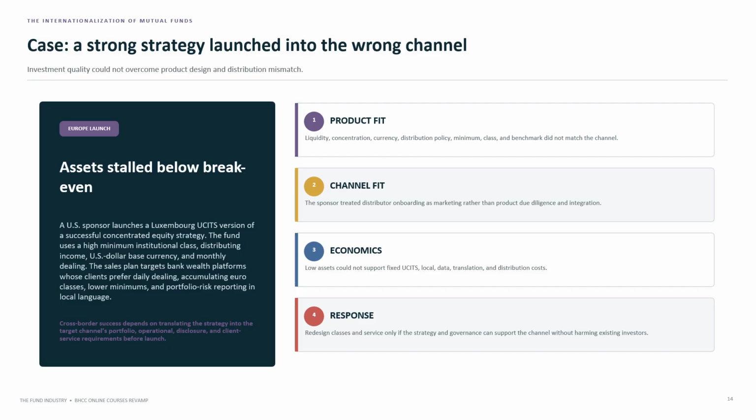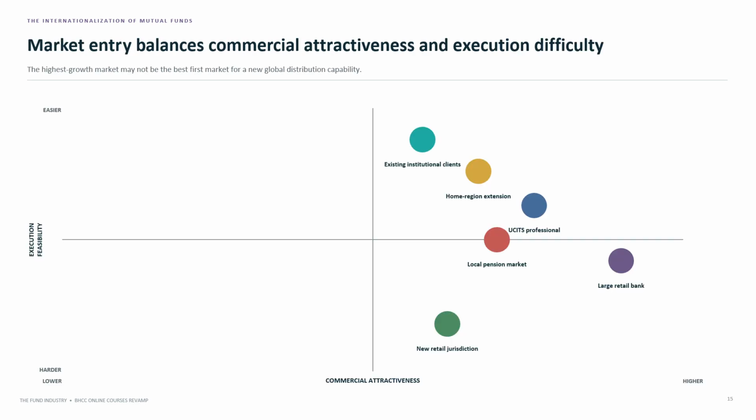The strategy was strong, but the product showed up to the wrong party wearing the wrong share class. Performance can start a conversation. It cannot repair an operating model that was designed for a different guest list. Market entry is a portfolio of commercial choices. The most attractive market may also be the hardest to enter.